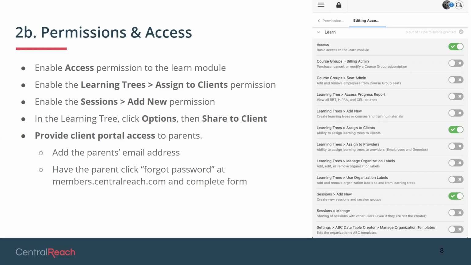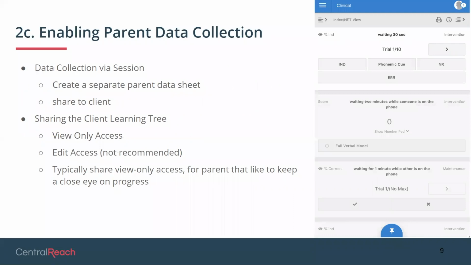Okay. So enabling that parent data collection piece, really today we're focused on data collection and communication. So 2 things that you want to make sure in the CentralReach system that you have set up is that you have a separate parent data sheet created for the parent. And the reason why we suggest a separate parent data sheet is because 1, the goals that you're working on between a parent and a technician, they might be different. So you might not want to share the technician data sheet with the parent.